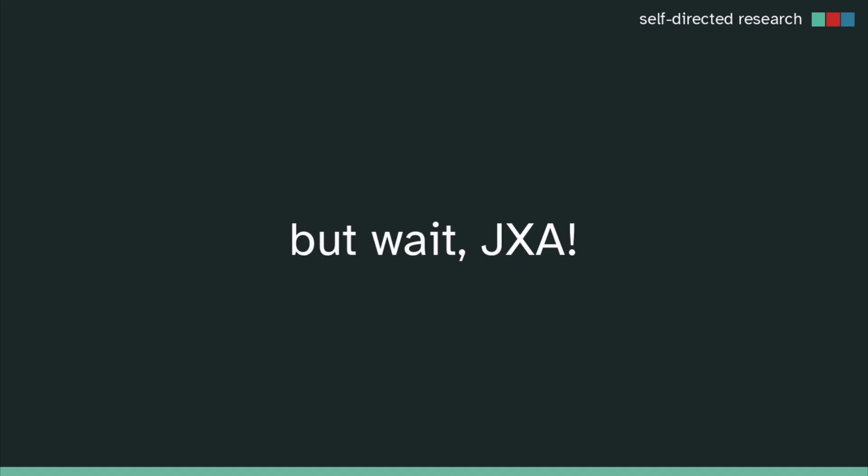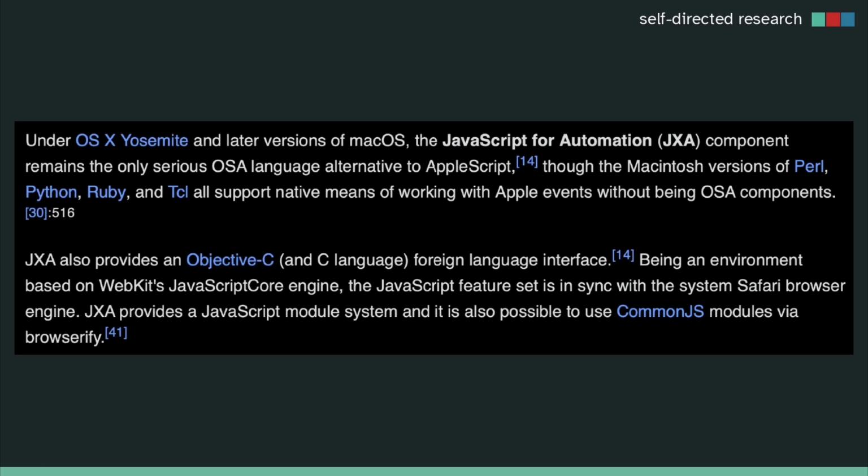And then after all of that, I figured out that I never needed to write AppleScript in the first place because there's a thing called JXA, which is JavaScript for automation. Because of course, there's not just AppleScript, right? There's also JavaScript. There's also Perl, Python, Ruby, and Tcl from Tcl/Tk. Yeah, I'm quoting from Wikipedia here. The Macintosh versions of Perl, Python, Ruby, and Tcl all support native means of working with Apple events without being OSA components. Also, JXA, so JavaScript for automation, also provides an Objective-C and C language foreign language interface.